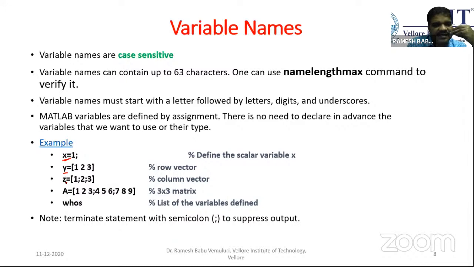And z is a column vector, because it has three rows and only one column. The semicolon indicates going to the next line. So you can see 1, 2, 3 as a column vector. So these are different here.